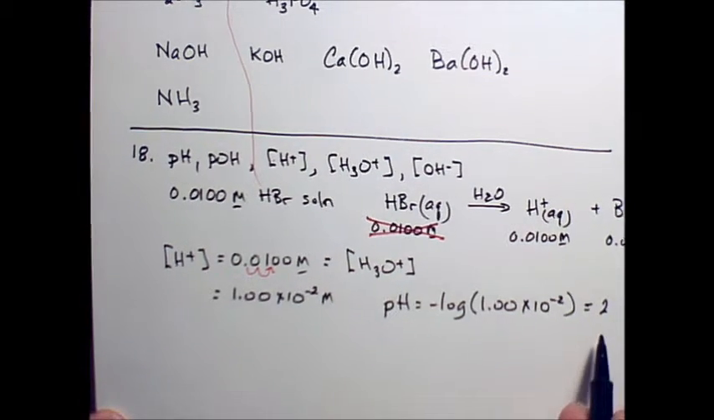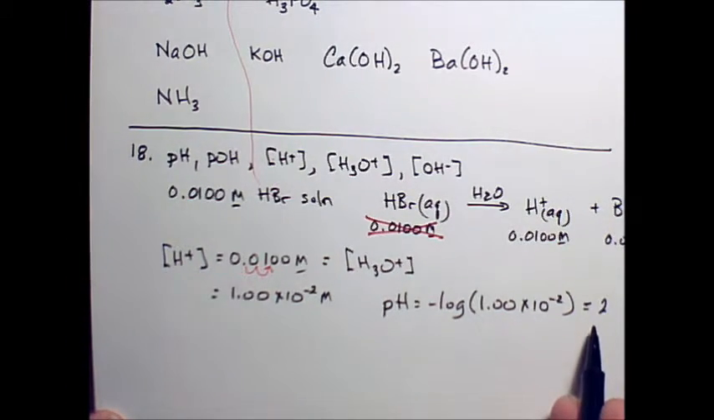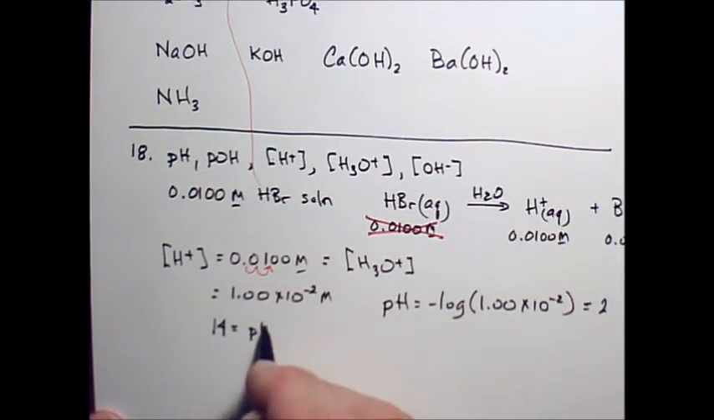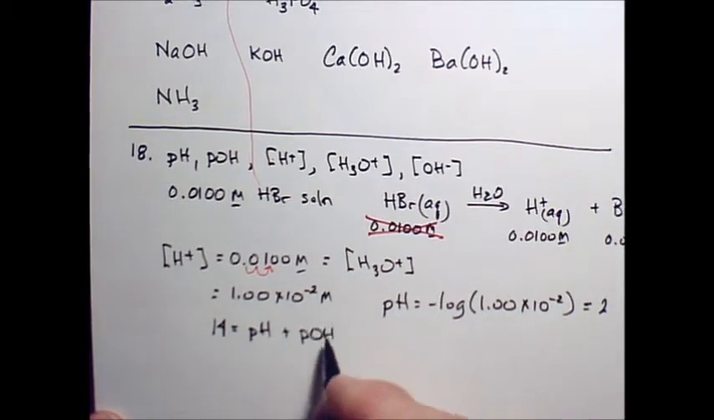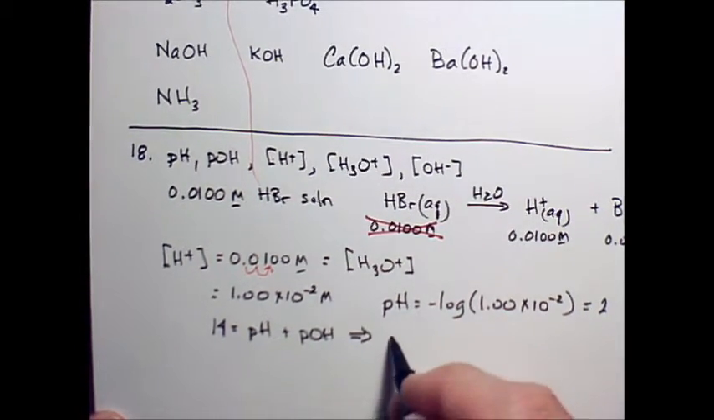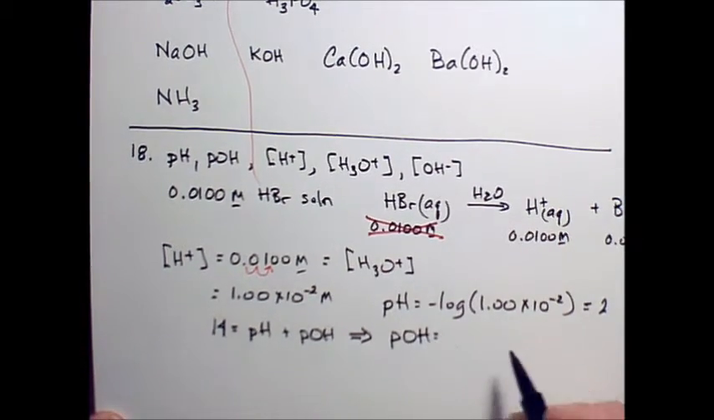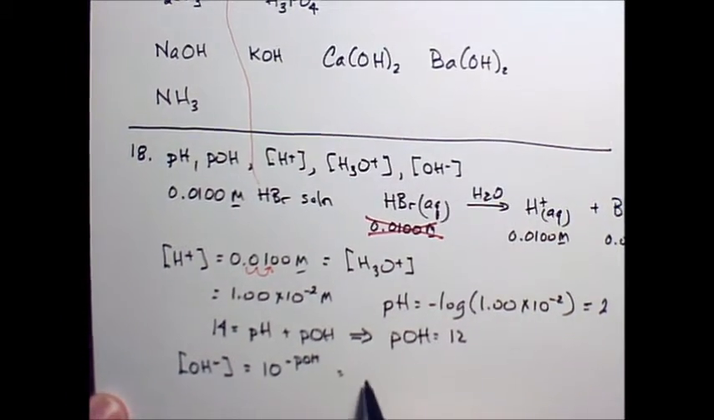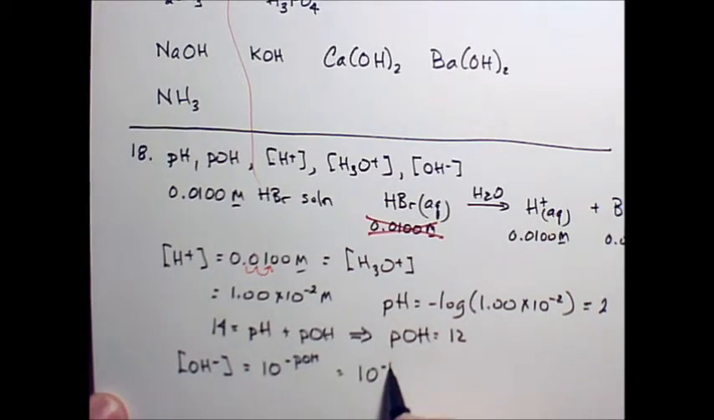Let's see. Now, then if the pH is 2, and if 14 is equal to pH plus pOH, then the pOH must be 12. If the pOH is 12, and the hydroxide ion concentration is 10 to the negative pOH, then the hydroxide ion concentration is 10 to the negative 12.